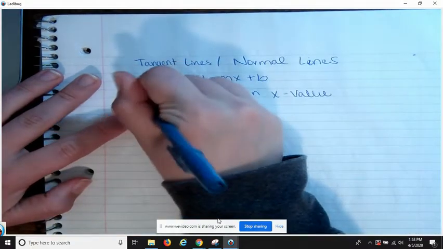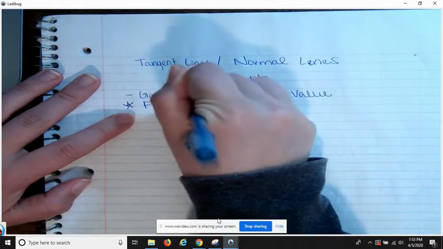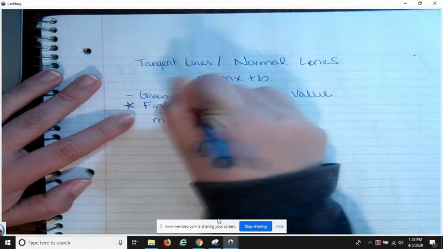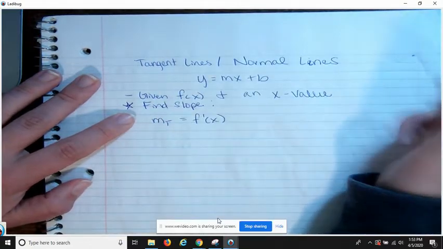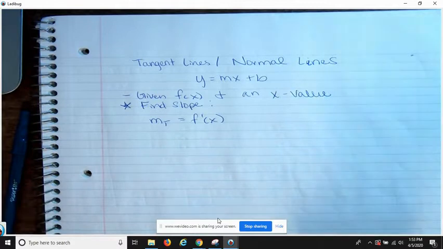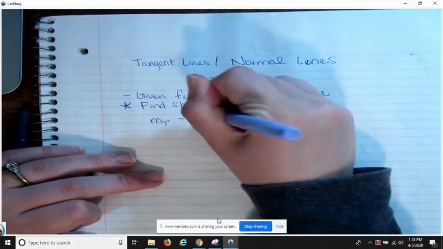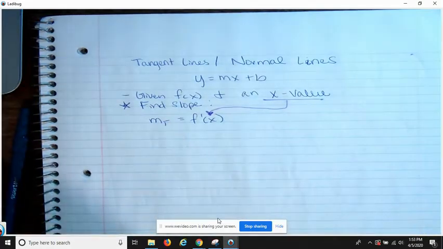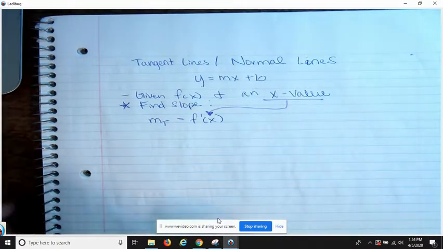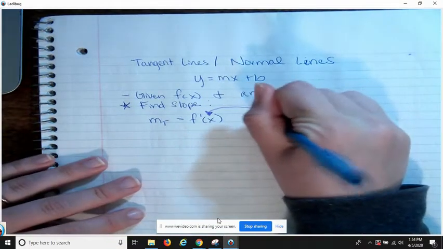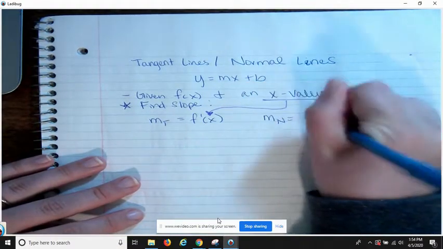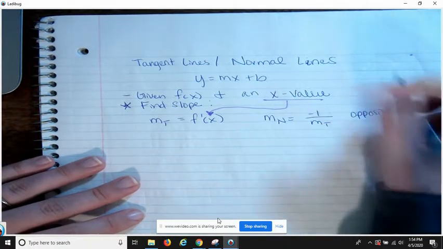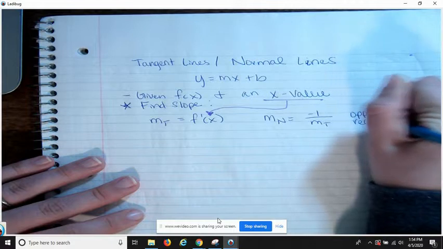You find your slope. And your m sub t, your tangent slope, is going to be equal to f prime of x. This x comes from the x value that you're given, or you can make up an x value with letters, all right? And your m sub n, which is your normal slope, is -1 over m sub t. It's the opposite reciprocal. Okay.